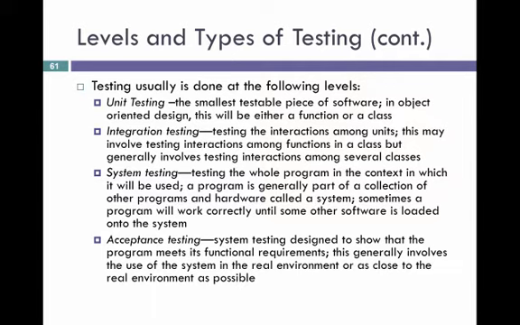So we've discussed earlier the different kinds of testing. We have unit testing, which is at the smallest level. We have integration testing to test the interaction among units. System testing is the whole program in the context it's going to be used. Sometimes a program will work correctly until some other software is loaded onto the system. And then acceptance testing is the system testing designed to show that the program meets its functional requirements. We want to use this system in as realistic an environment as possible.